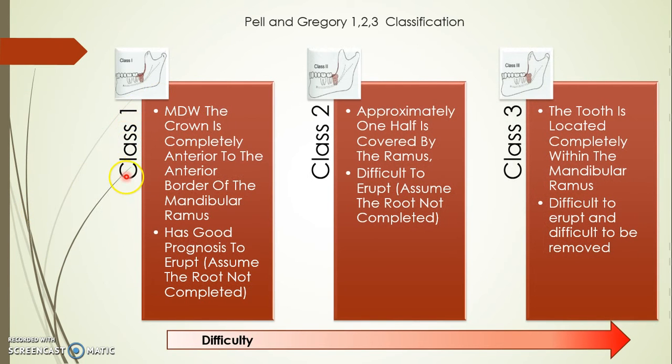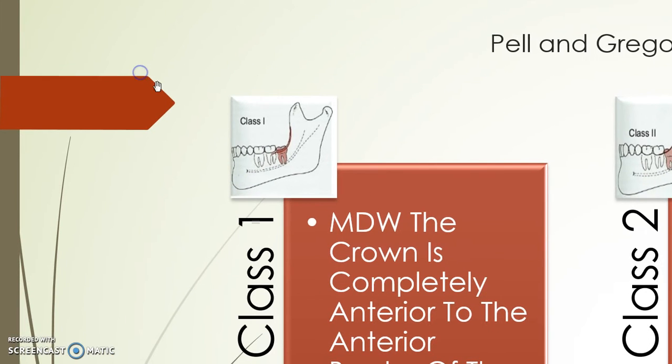Okay, so we have 3 classes, class 1, 2, and 3. Please don't get confused with the orthodontic classification. So class 1, we have the mesiodistal width of the crown completely anterior to the anterior border of the ramus. So let's have a quick look at this one. As you can see here, this is the crown of the tooth, and it's completely anterior to the anterior border of the ramus. And again, which is a good sign. If the tooth is not erupted yet, it's a good sign this third molar is going to have a full eruption.